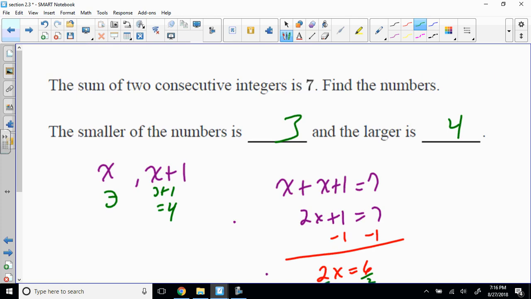Yes, 3 plus 1 equals 4. That's going to get your next consecutive number. It's like a sequence: x plus 1, x plus 2, x plus 3, x plus 4, stuff like that. But good question.